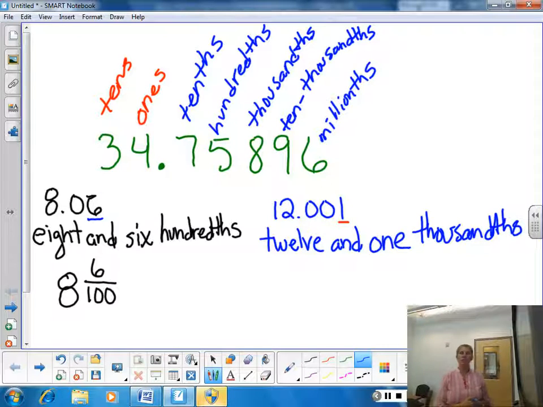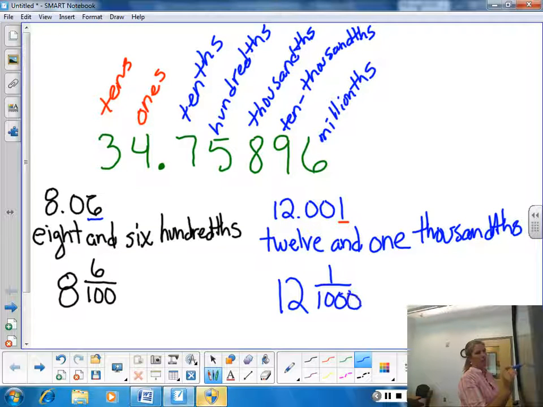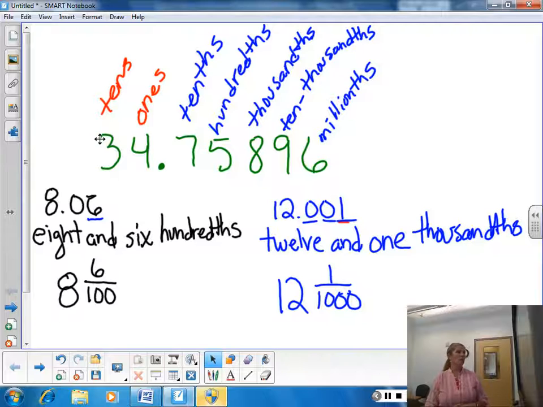How would you say that as a fraction? Well, it'd still be 12, because 12 is a whole number, whether it's followed by a decimal or a fraction, it doesn't care. And then 1,000th. Well, 1 out of 1,000. And notice that there were 3 decimal places up here and there are 3 zeros when we change it into a fraction. That's how that always works. The number of decimal places translates into that many zeros.